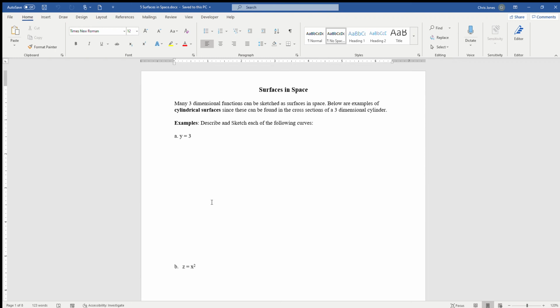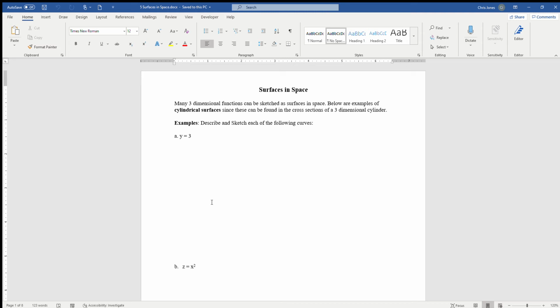So in this video series, we're going to be taking a look at the different surfaces that might exist in space, and I'm going to show you how to sketch them freehand. I'm also going to show you how to sketch them using technology, and then we're going to take a look at a specific set of surfaces called the quadratic surfaces in this section.